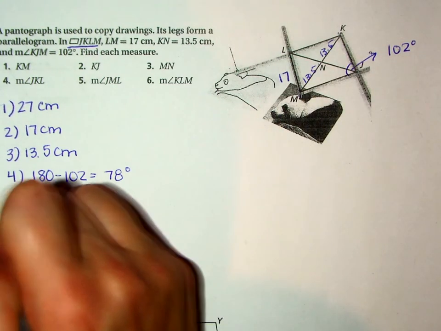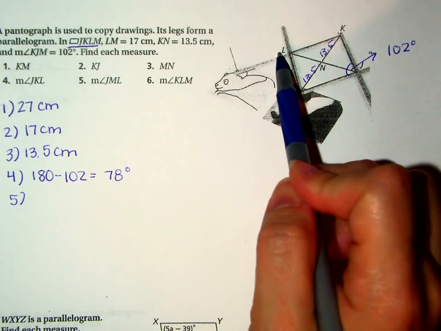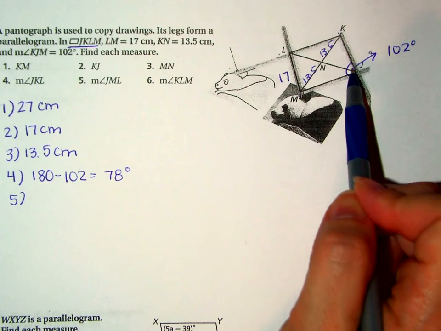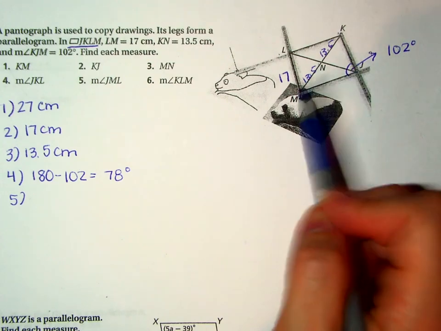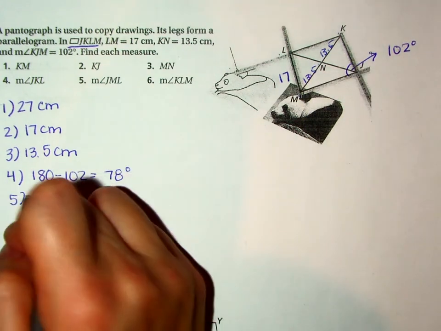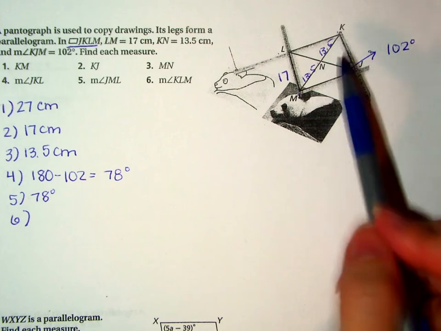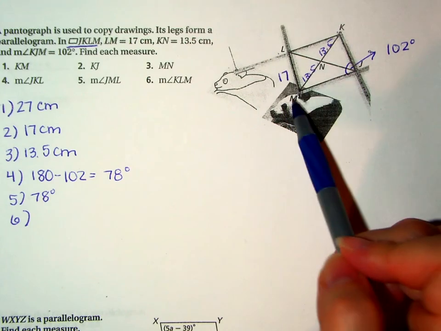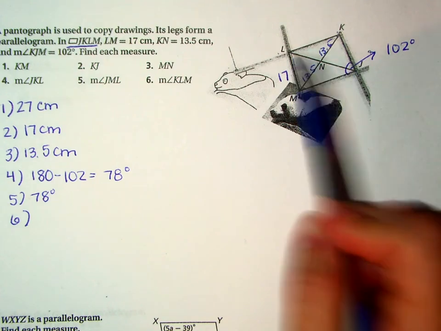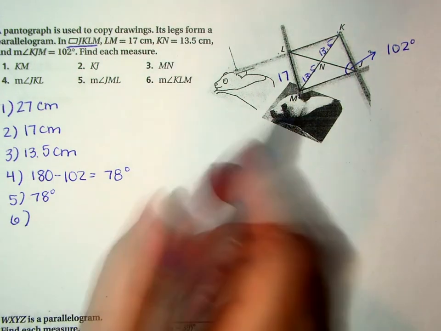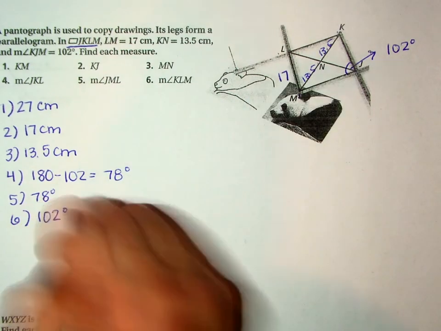Number 5. We're asked to find the angle JML. Again, this is supplementary to this 102 because these are consecutive angles. So if they are supplementary, this one is also 78 degrees. Finally, we're asked to find KLM, this angle. One of the properties of a parallelogram is that the opposite angles are going to be congruent. So if this is 102 degrees, so is its opposite angle, so 102 degrees.